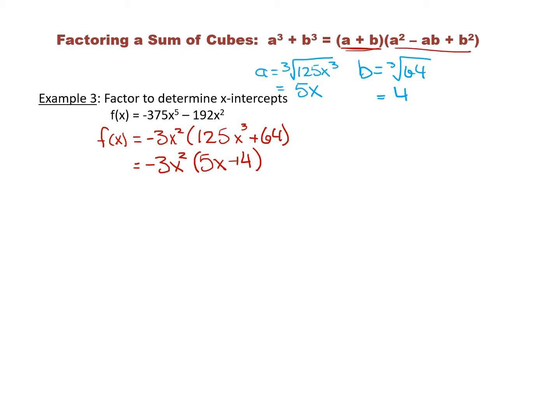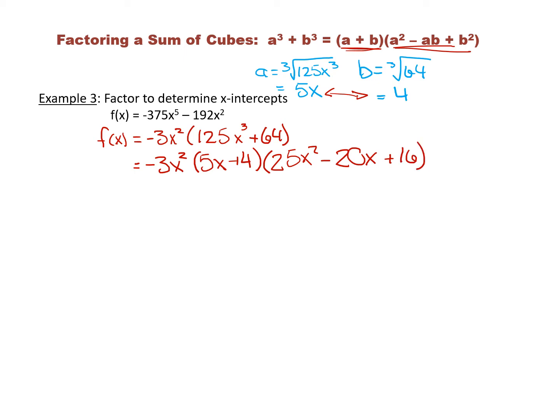Now I'm going to do the second bracket. So I start with a squared. 5x squared is 25x squared, minus a times b. So I've got to multiply these two together here. a times b is going to give me 20x. And then plus b squared is 16.